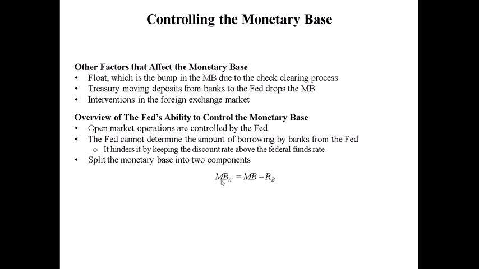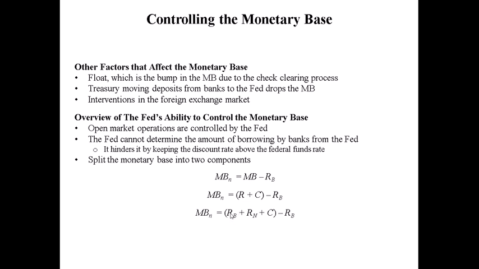The monetary base equals the non-borrowed monetary base if we subtract off borrowed reserves from the monetary base. So this right here is the monetary base, and this is the non-borrowed monetary base. If we subtract off the borrowed reserves from the monetary base, we can see that the monetary base is reserves plus currency. And then reserves are borrowed reserves plus non-borrowed reserves. Borrowed reserves come from discount lending. Non-borrowed reserves are the result of open market operations.